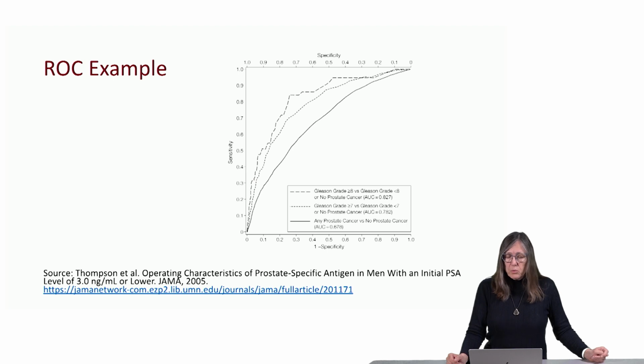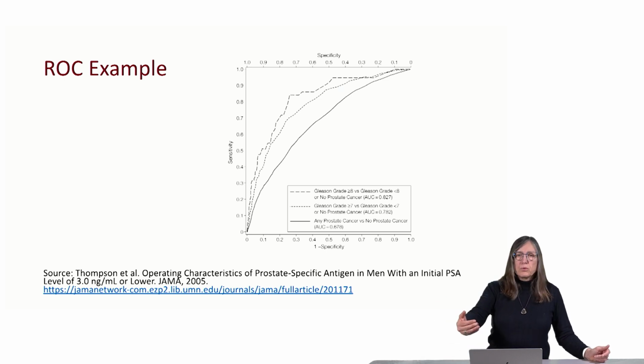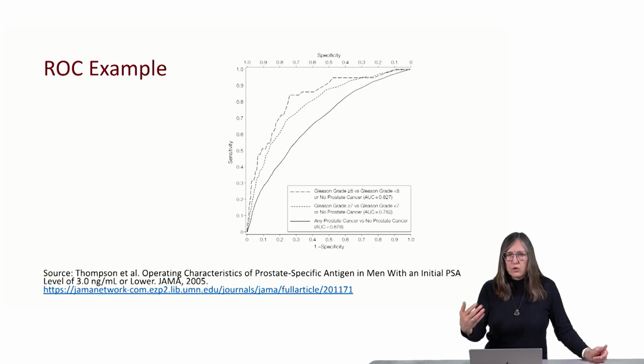With various cut points for those different lines, the bottom line being any prostate cancer versus none, then comparing the prostate cancer for a Gleason grade of greater than or equal to 7 versus less than 7. And you see an increasing amount of area under that curve and better discrimination as you're moving to the left for an ROC curve.